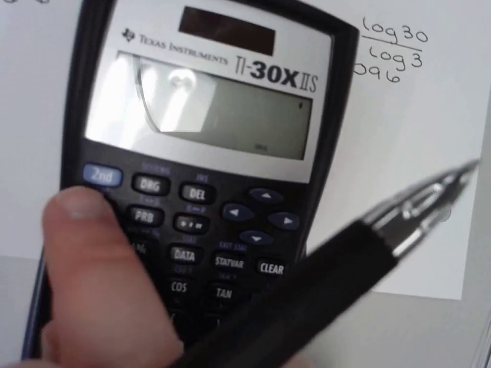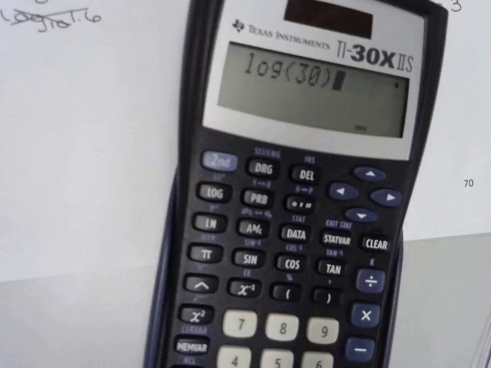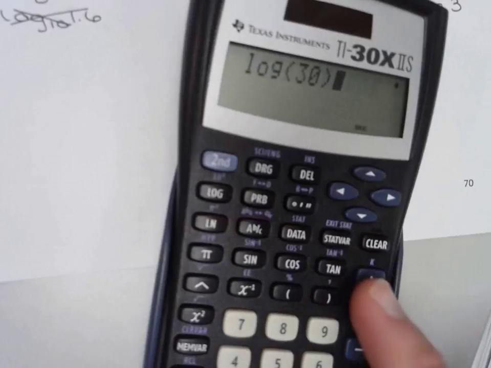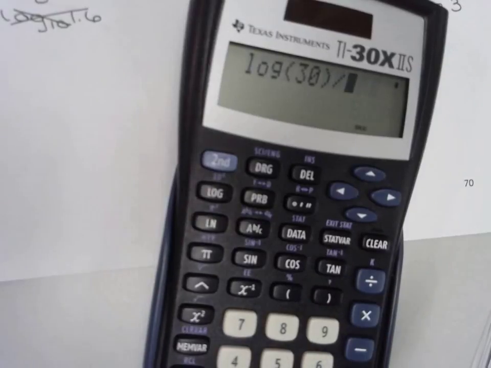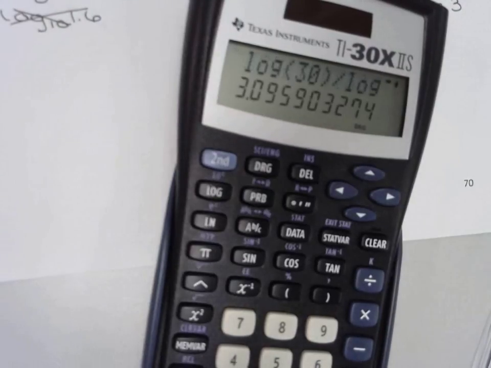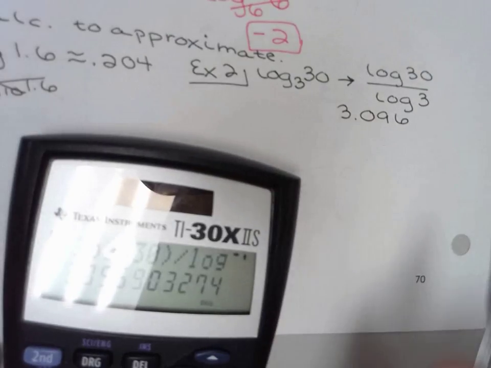So what you do is you do log of 30, like normal. You close the parenthesis. Divided by, which is the same as over, log of 3. You have to end the parenthesis, otherwise it puts it in there with the log. 3.096 when you round to the nearest thousandths, 3 decimal places. So if it's not log base 10, you have to split it up into log of 30 over log of 3, and that will make it base 10.